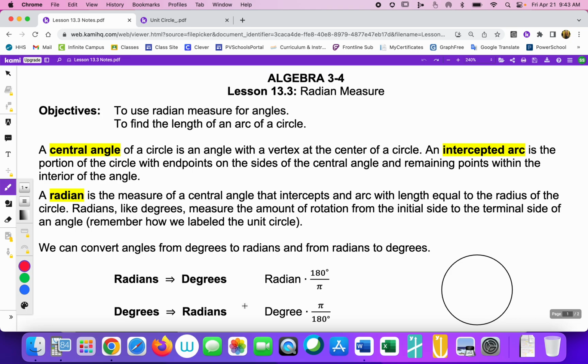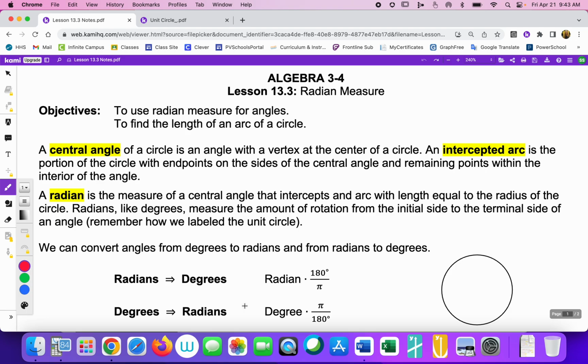On radian measure, so we filled out radian stuff with degrees two days ago on your unit circle, so having it out might shorten things a little bit for you. But we're going to be using radian measure, and we're going to talk about where that comes from. So to find the length of an arc of a circle, that is going to be the completely new stuff.